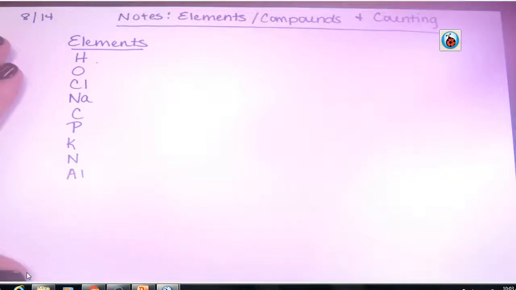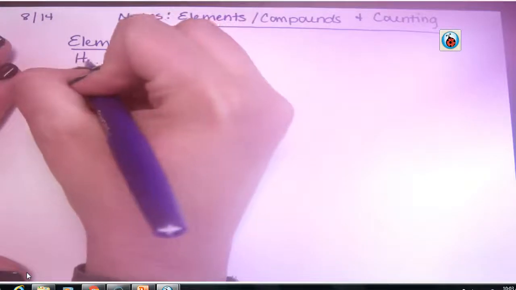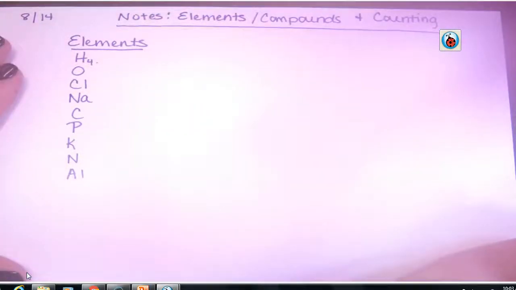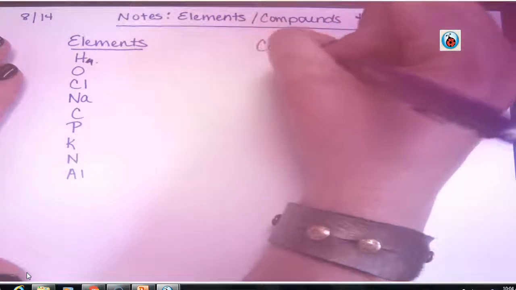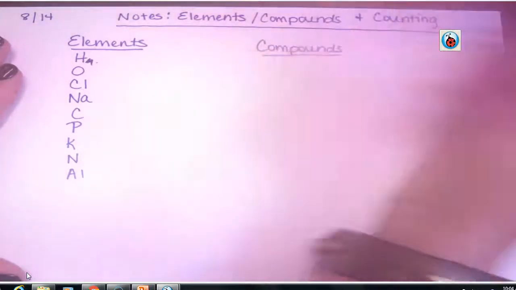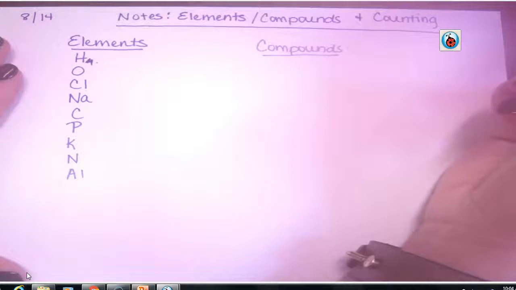They're single, they're by themselves. You can have as many elements as you want, like you can have H4, which would be 4 hydrogen elements, but it still is only one element. It's all by itself. Compounds, on the other hand, are when 2 or more elements are chemically combined.